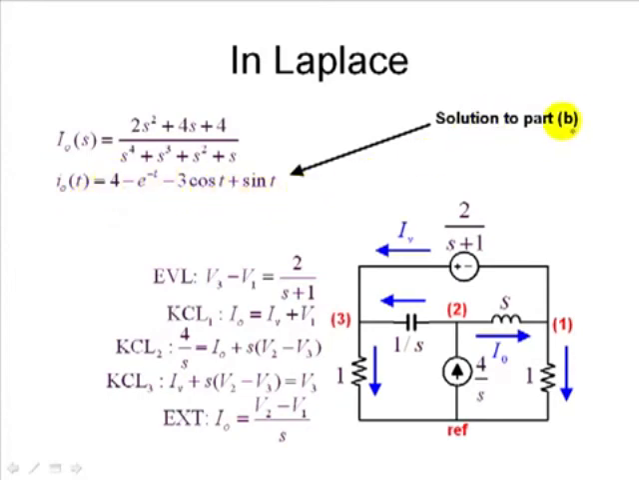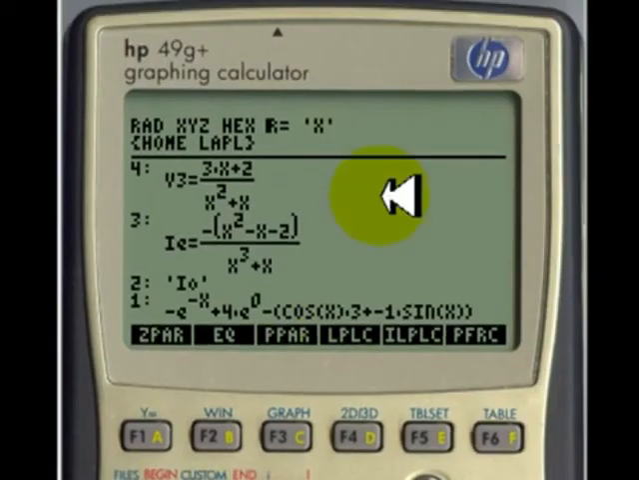That is the solution to part B of the exercise. Observe it's a constant minus a decaying exponential and an oscillation of frequency 1 radians per second. Next, we plot that as a function of time. For that, let's also go to the calculator.